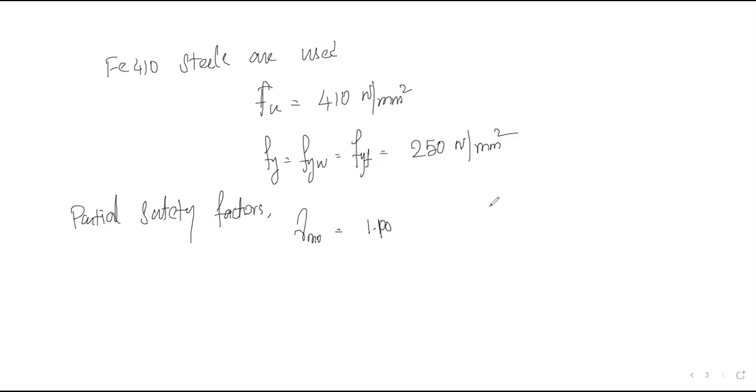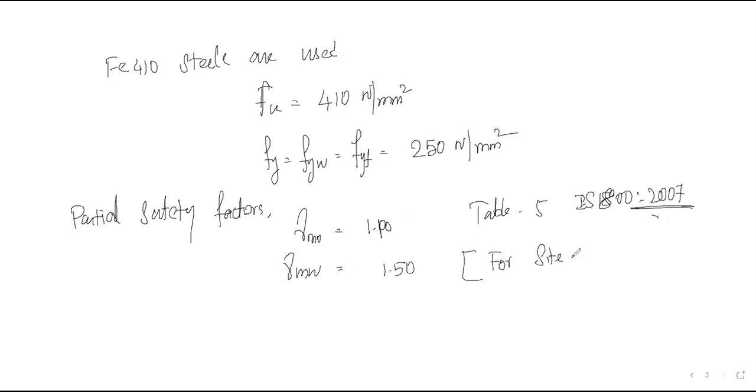These are all from table 5 of IS 800:2007. Okay, so gamma mw is equal to 1.50 for site weld. Similarly, gamma m1 is also 1.50. So this is from table 5.